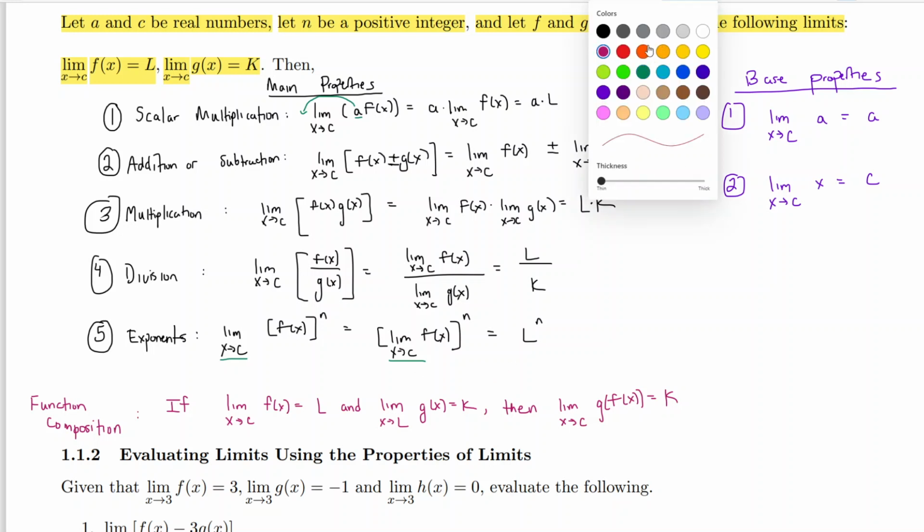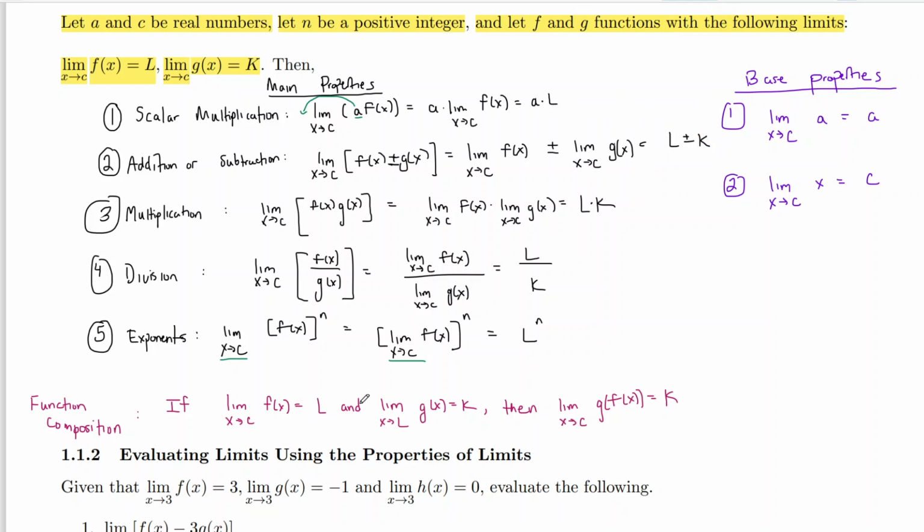Now the last property we've got here is called the function composition property. And I know these are a lot of properties before we start talking about the problems, but it's really going to help us get through the entirety of the section. And we do have to talk about all of them.